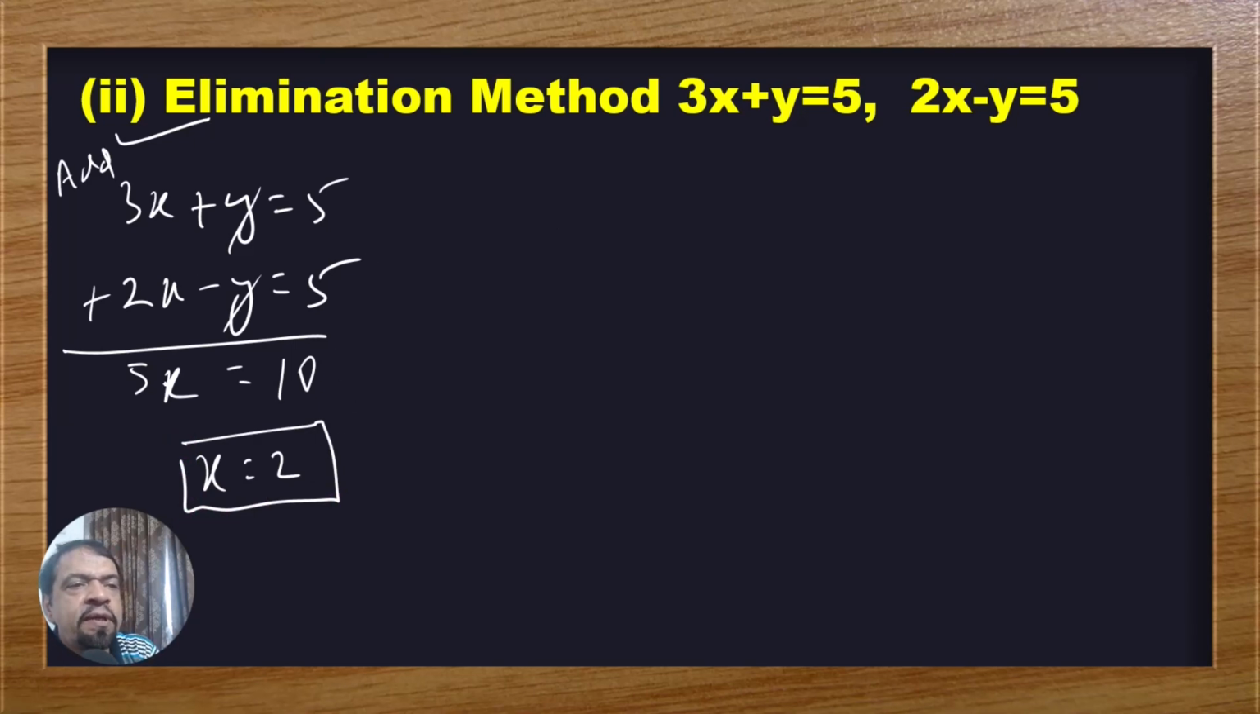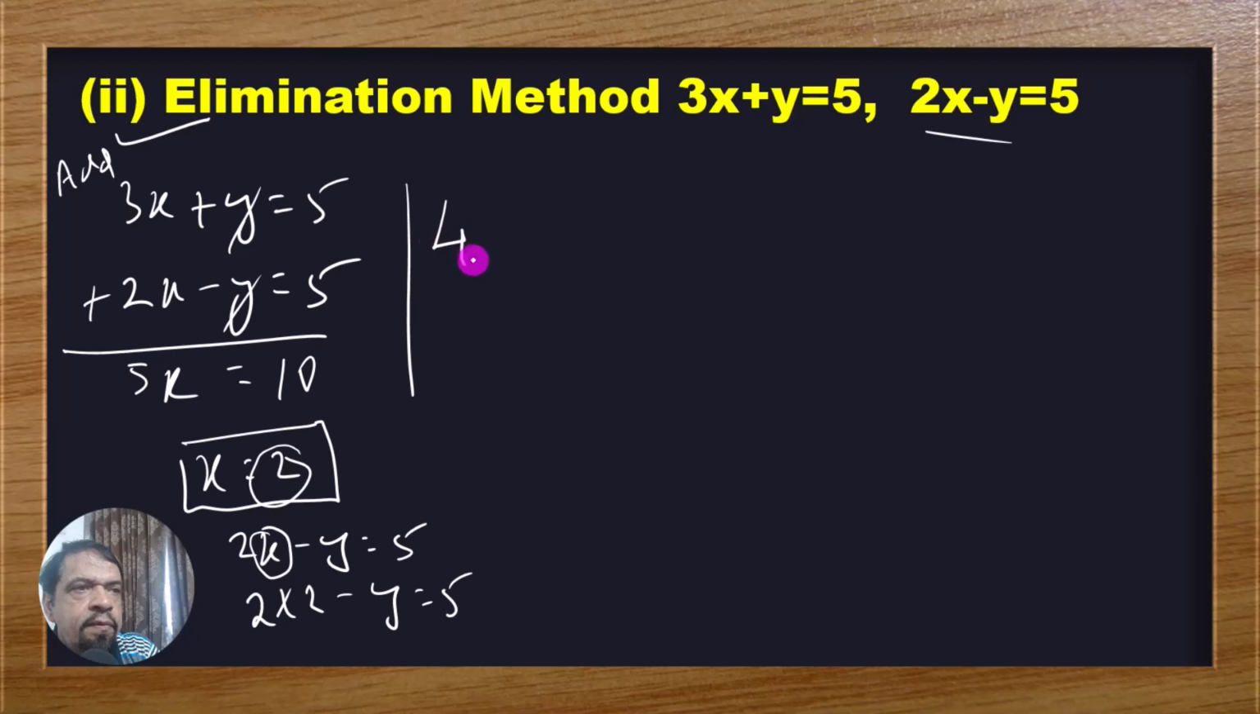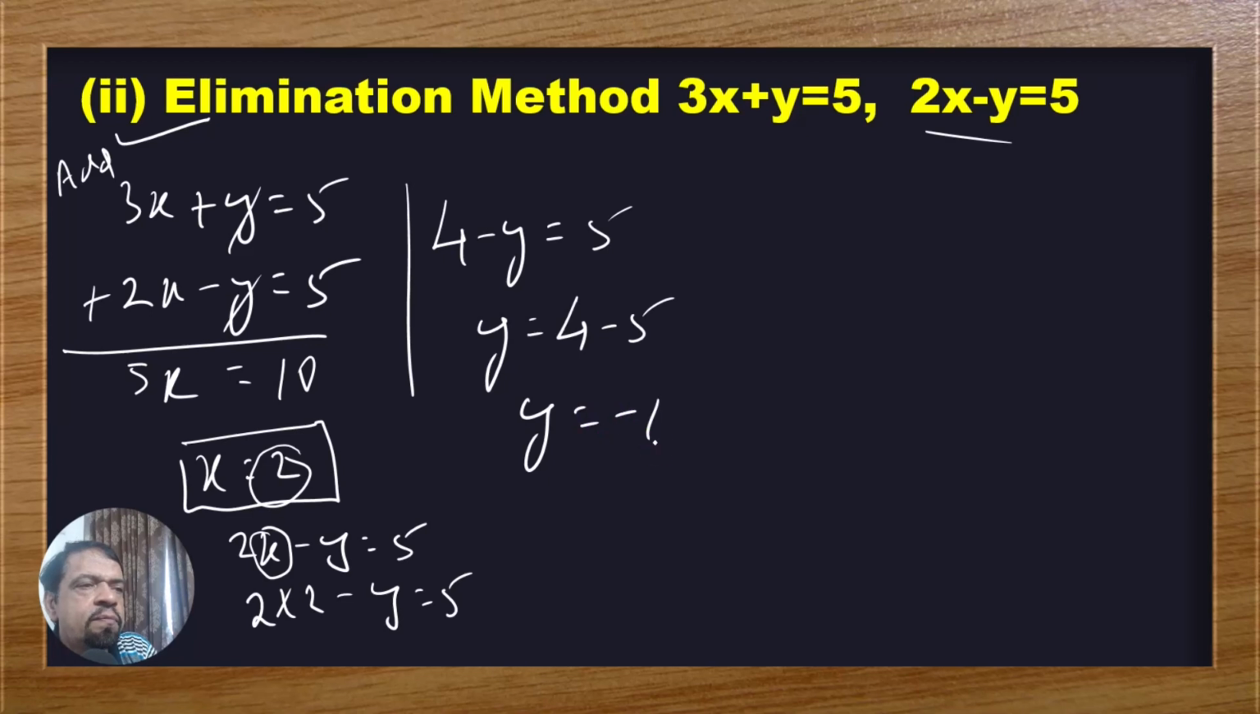Now you can put the x in any of the equations. So let us take this equation, 2x minus y is equal to 5. So in place of x we will take 2. 4 minus y is equal to 5. So y is equal to 4 minus 5, y is equal to minus 1.